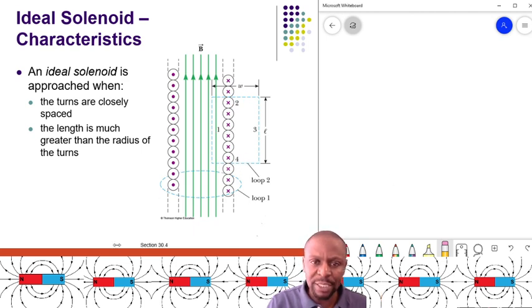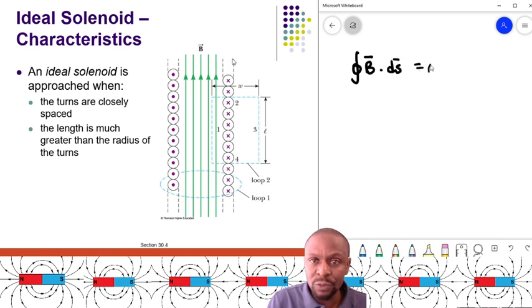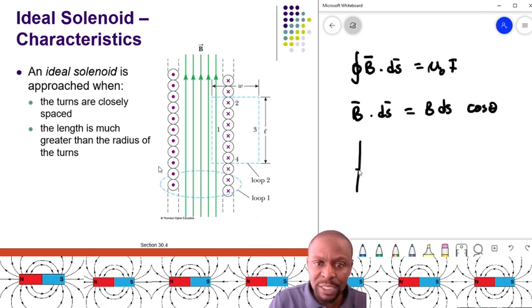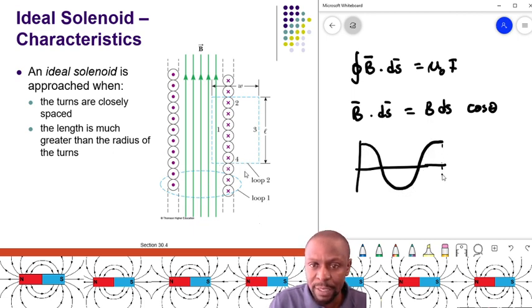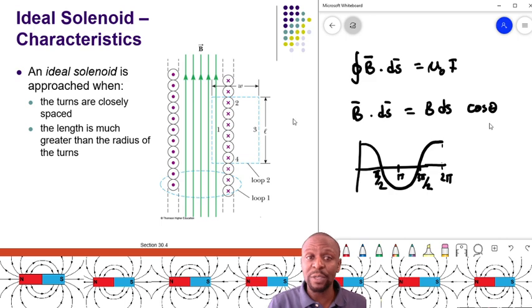But what I want to stress again here is that when you go back to the equation of Ampere's law, the integral of B dot ds is equal to mu naught I. B dot ds is nothing else but the magnitude of B, the magnitude of ds, and the cosine of the angle between them. In that case, we just have to plot the cosine graph so that we can get things correct. Here this is 2 pi, this is pi, this is half pi or 90 degrees, and this is 3 pi over 2.